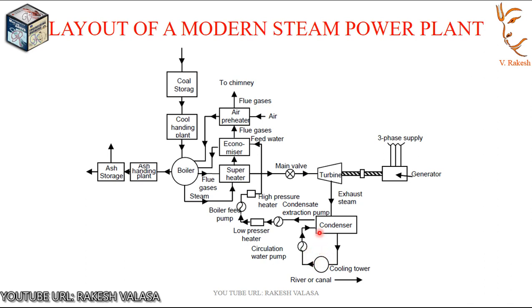Water circulating through the condenser may be taken from various sources such as a river or canal, lake or sea. If a sufficient quantity of water is not available, the hot water coming out of the condenser may be cooled in cooling towers and circulated again through the condenser.